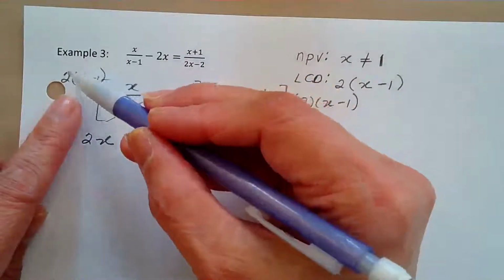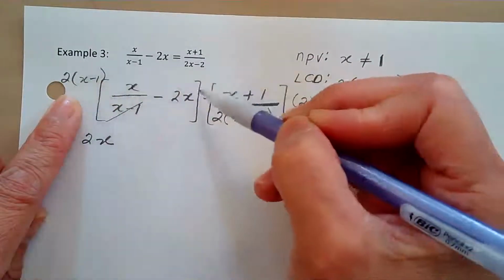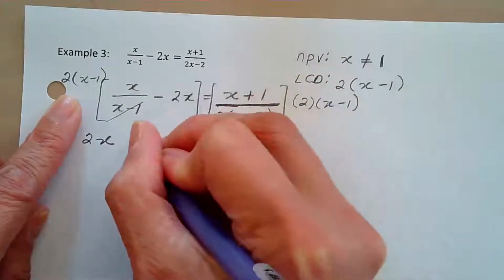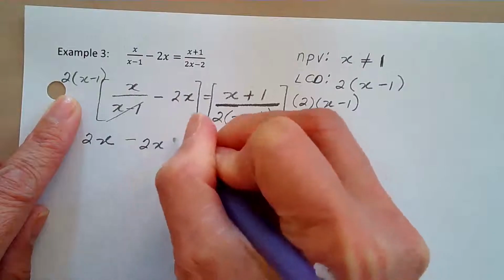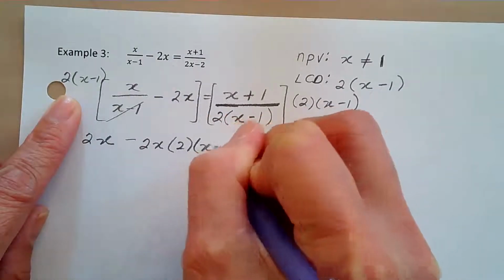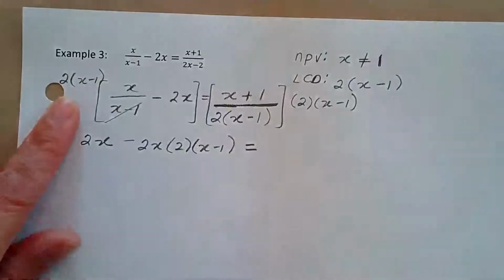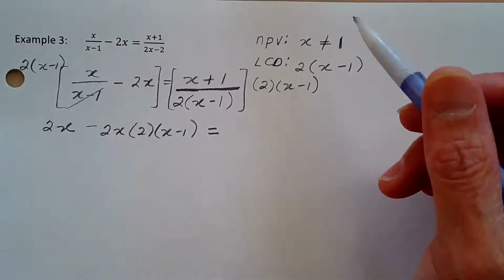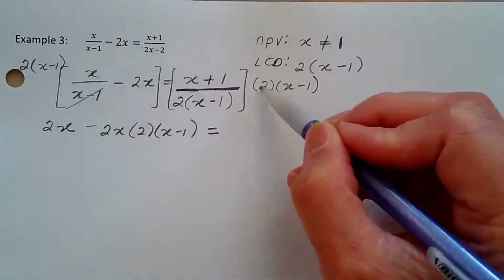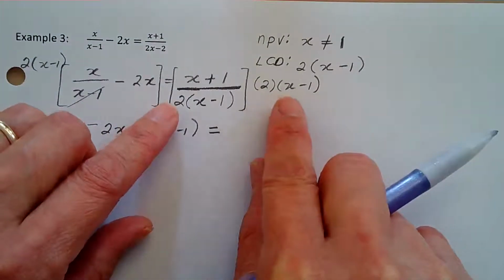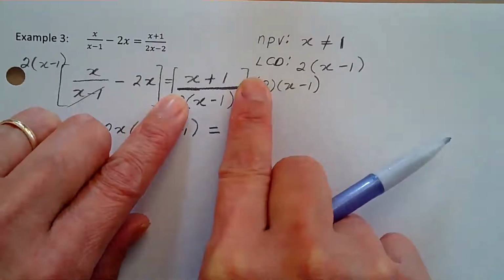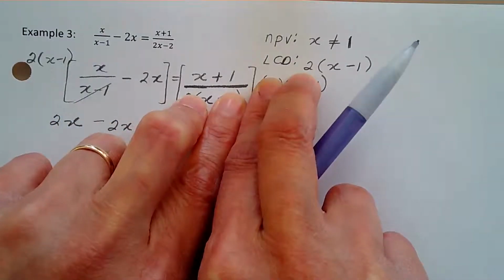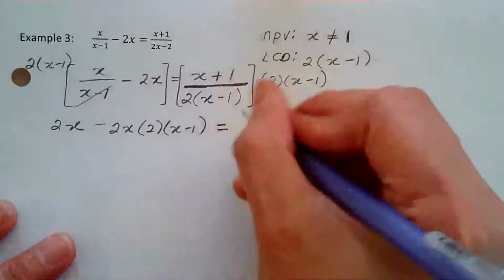If I multiply 2 times x minus 1 with this part, nothing cancels, right? So it's going to be negative 2x times 2 times x minus 1 equals, okay? So if I multiply the other side by 2 times x minus 1, the 2's cancel. The x minus 1 also cancels. What's left over? It's x plus 1.